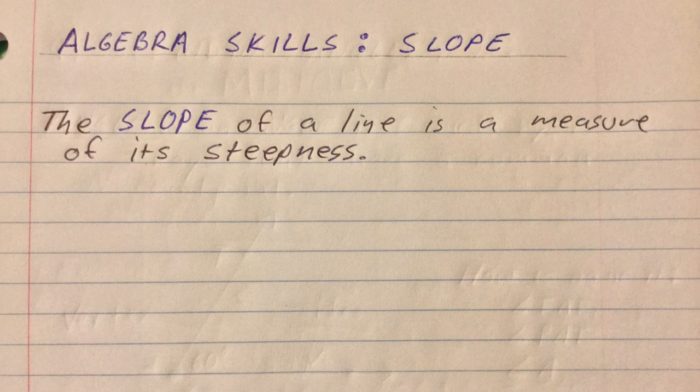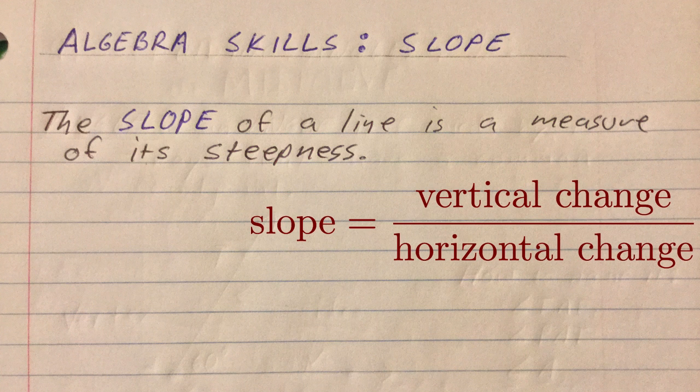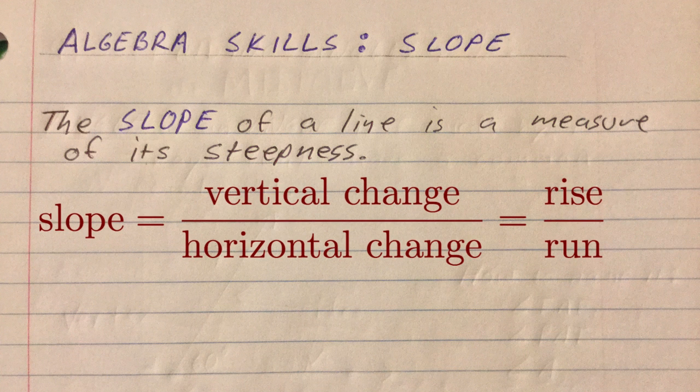First, just a reminder that slope, the slope of the line, is a measure of its steepness. And we define slope as vertical change divided by horizontal change. And some of you might be familiar with that as rise divided by run, rise over run. The equation for calculating slope given two endpoints, or basically any two points, is y2 minus y1 divided by x2 minus x1.